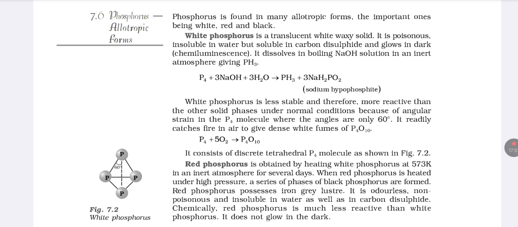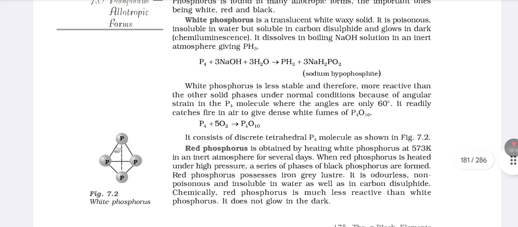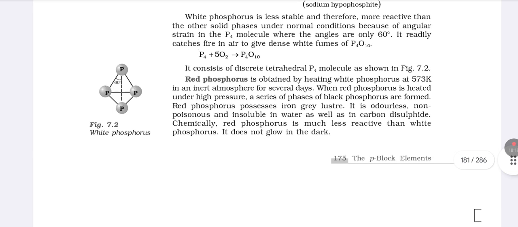It dissolves in boiling NaOH solution in an inert atmosphere. White phosphorus is less stable and therefore more reactive than the other solid phases under normal conditions because of angular strain in the P4 molecule, where angles are only 60 degrees. It readily catches fire in air to give dense white fumes. It consists of discrete tetrahedral P4 molecules.